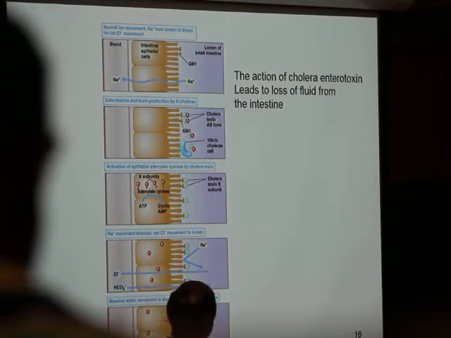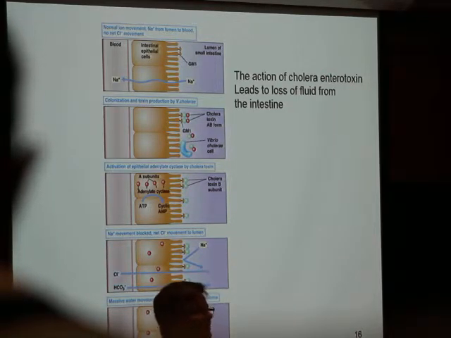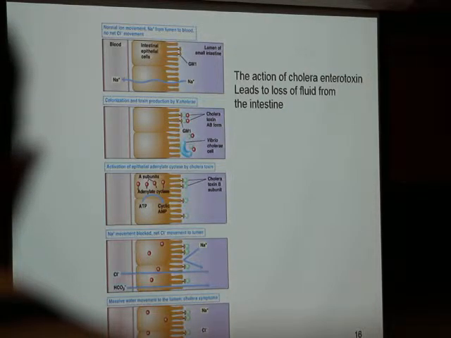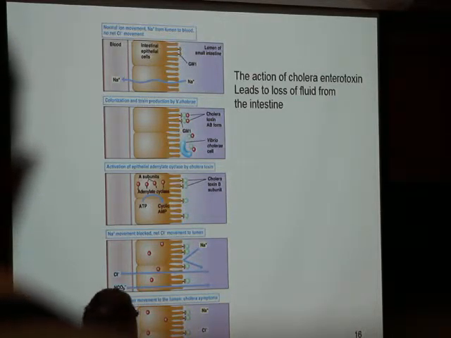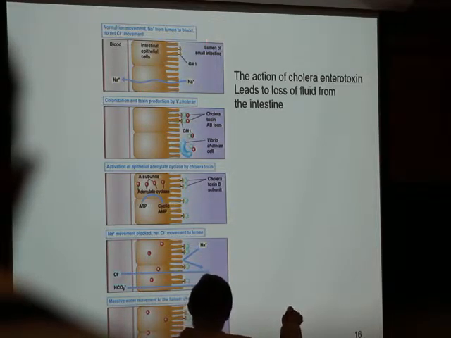So how do some of these various toxins work? This is cholera toxin, so this is an enterotoxin. Enterotoxin means it functions where? In our gut, in our intestines. Okay. So normally in our intestines, here's our intestinal cells, here's our blood, this is the lumen, and there's a receptor on intestinal cells.